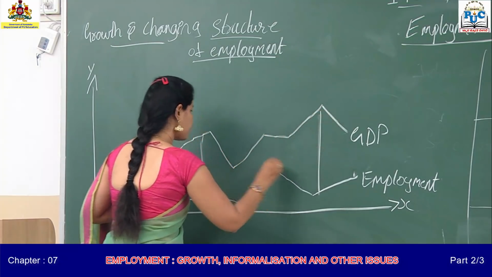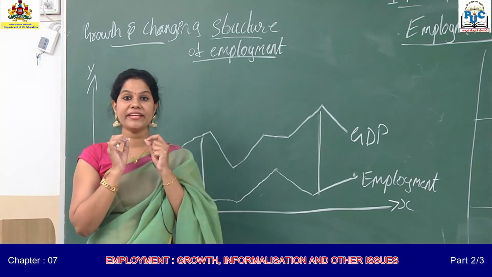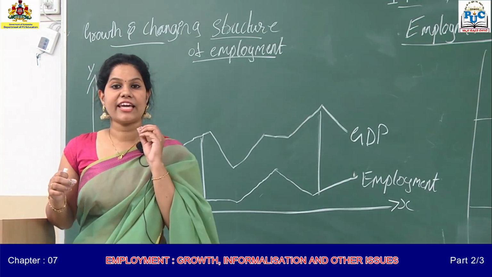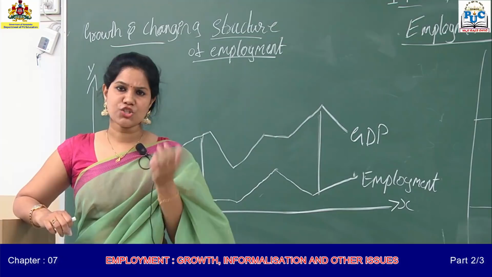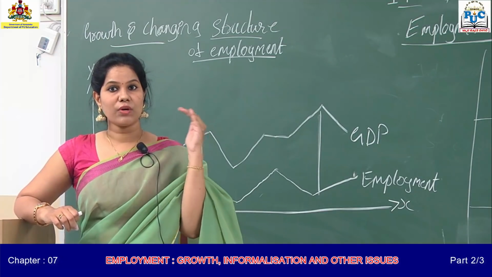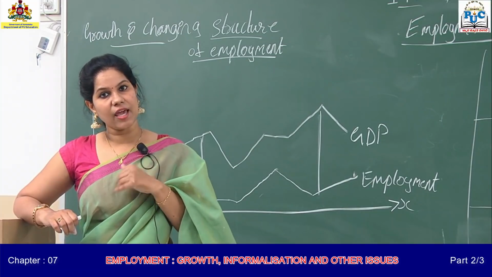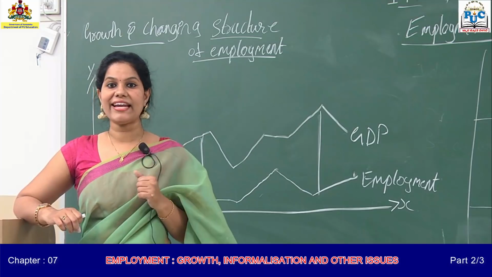If this gap widens more and more, that is the biggest threat for a country's people. They cannot earn their livelihood. They will not get a job. Anyway, GDP will increase, the rich will become richer and richer, and the poor person will stay the same without any job. The poverty level will not come down.